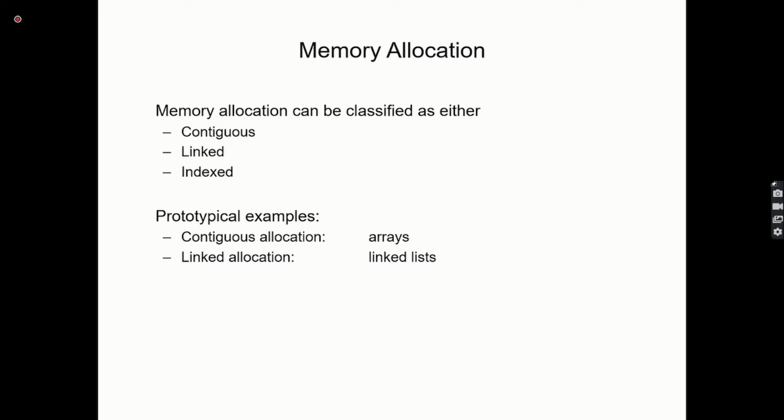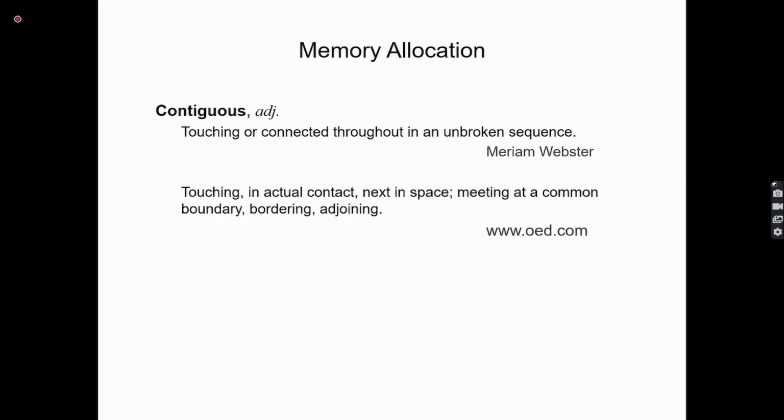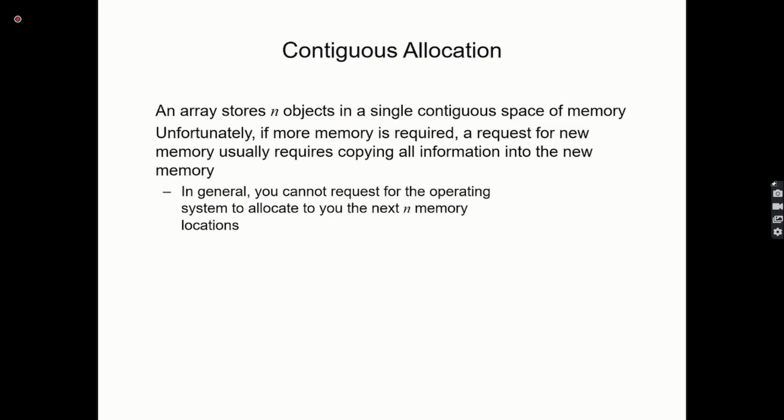Dynamic allocations, fine. Linked allocations and index allocations. So this is what is broadly classified, I guess. The continuous allocation is about the array. Linked allocation is about the linked list. So yeah, that's a typical definition. Now let me check it out.